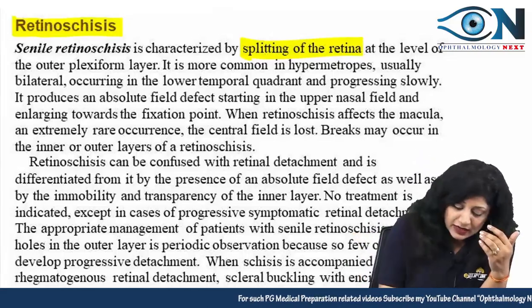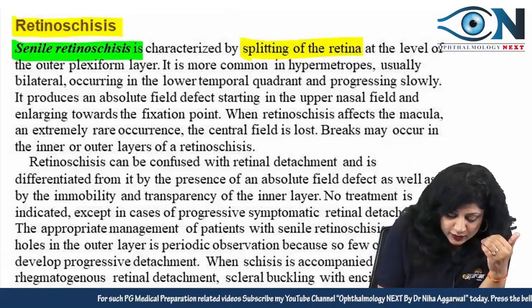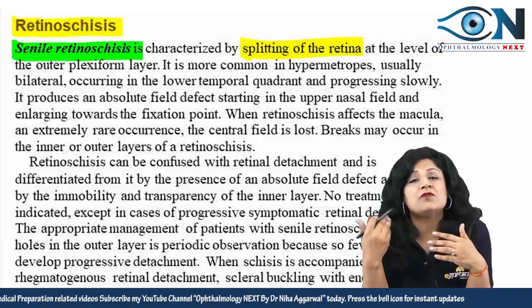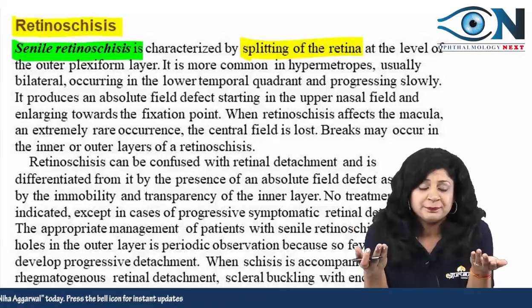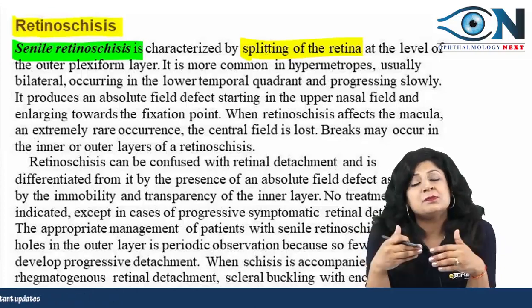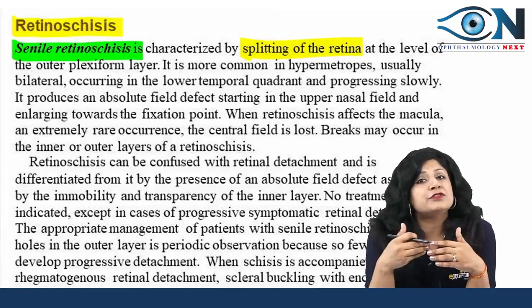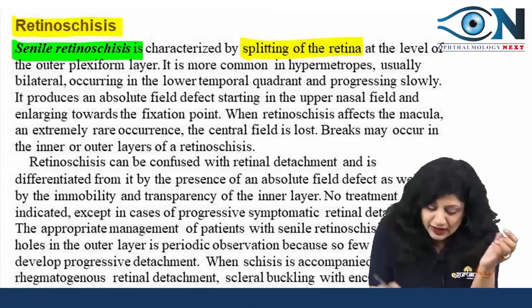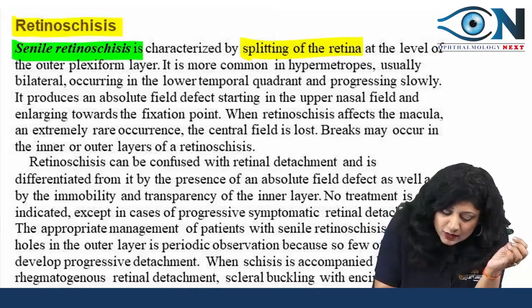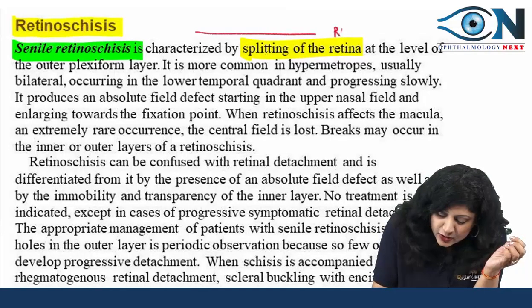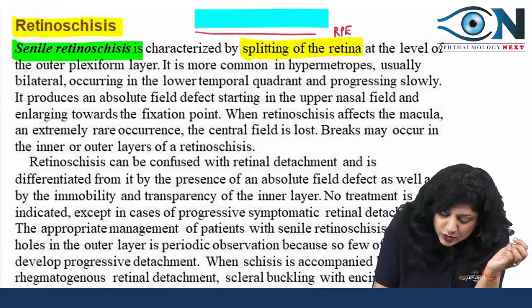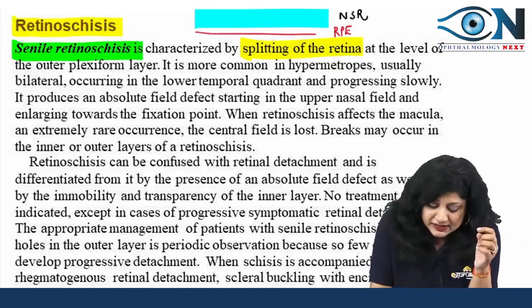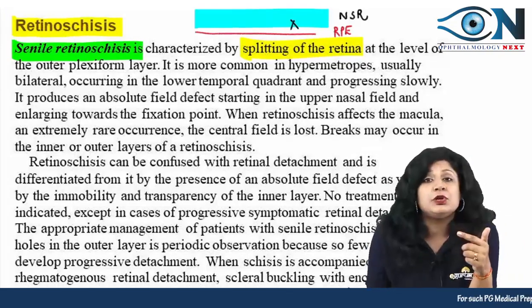And if I am talking about the senile retinoschisis, that means we are talking with aging also, there is a probability that there can be a split of retina. Now important thing is that this splitting is not taking place at the level of subretinal space. Like we have got a thing called the RPE layer. This is your RPE layer, and then you have got the neurosensory retina. So it is not taking place at this level.